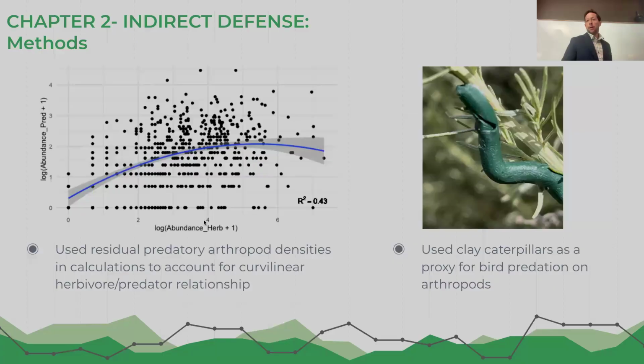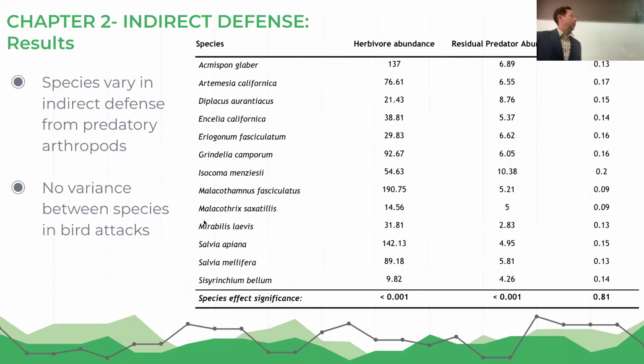All right, so what are our results? Again, we wanted to test for variance. We wanted to make sure that variance existed in predator densities as well as bird attack rates, because if variance does exist, then we assume that at least plants are selecting for some of that variation. So species do vary in indirect defense from predatory arthropods. There's very strong evidence for that.